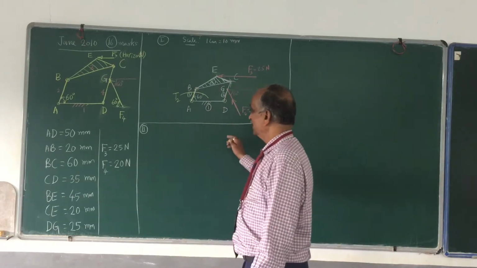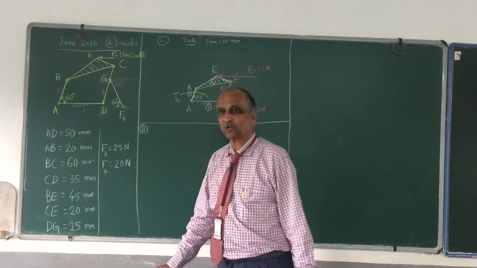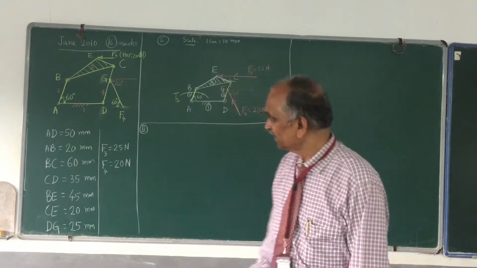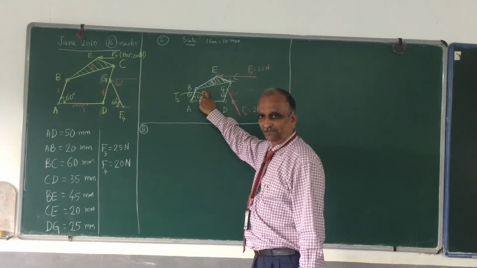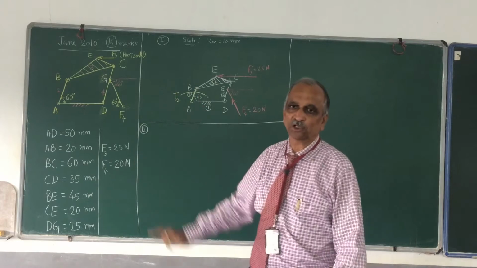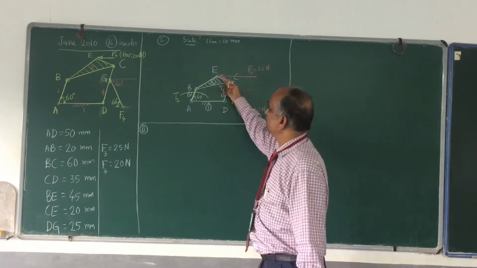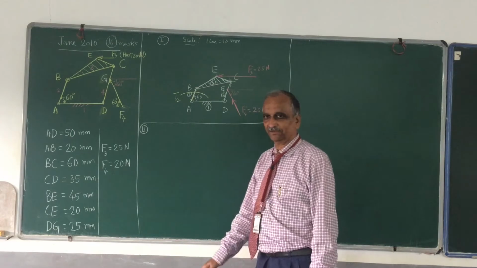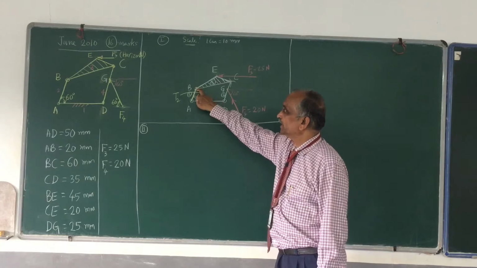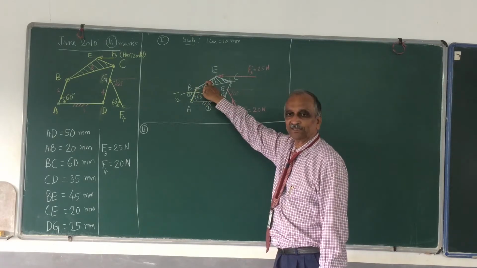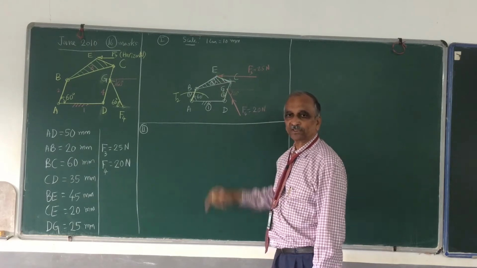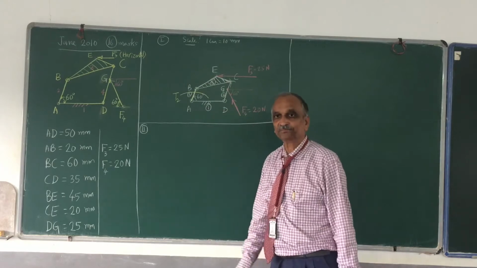So let us go through all the links: link 2, link 3, link 4. Link 2 has one torque, one force at A and one force at B, so two forces and one torque. Link number 3 is in the shape of a triangle. I have one force at E, that is F3, one force at B from 2 acting on 3, and one more force at C from 4 acting on 3. That means it is a 3-force system.